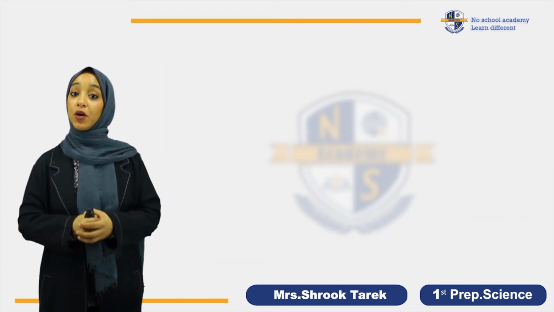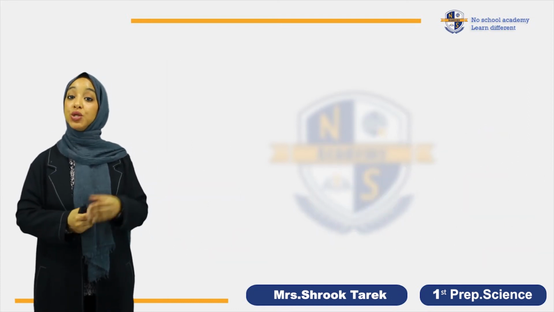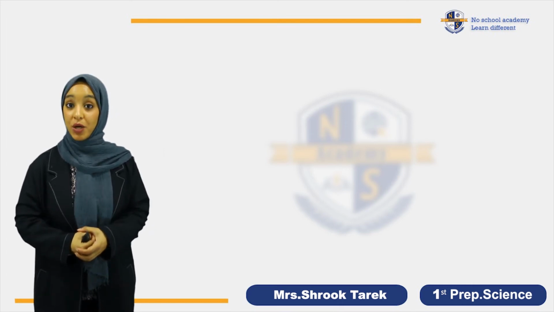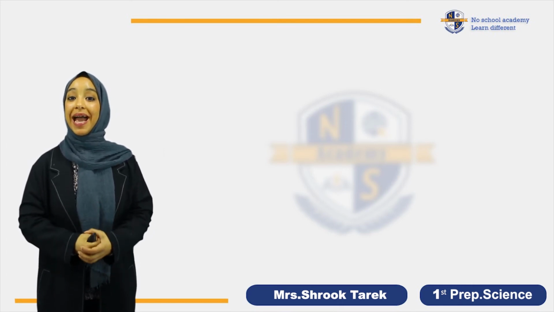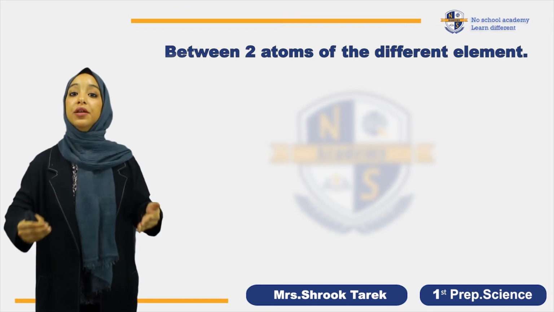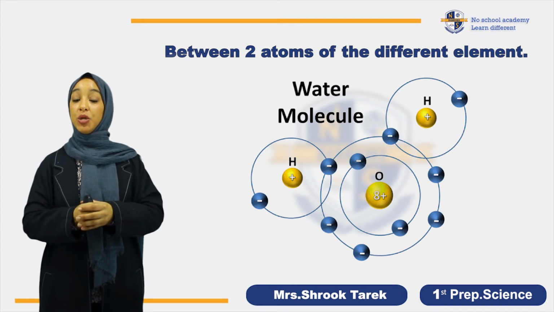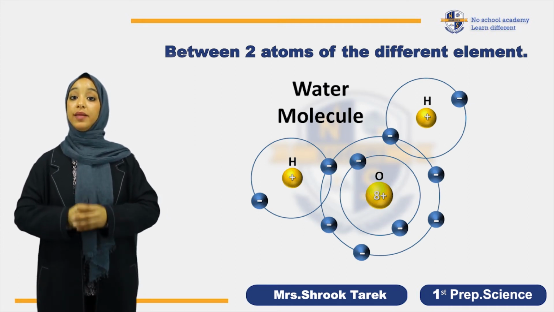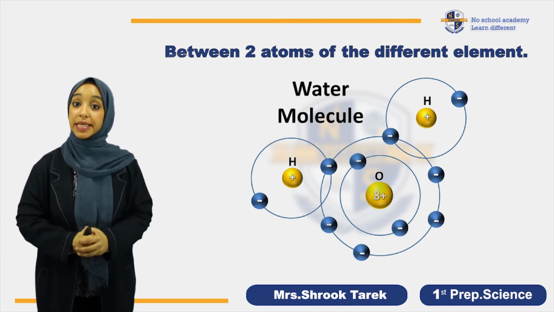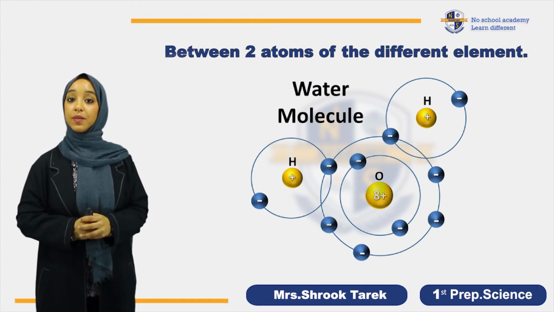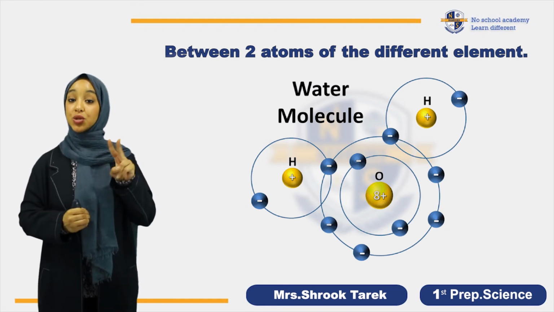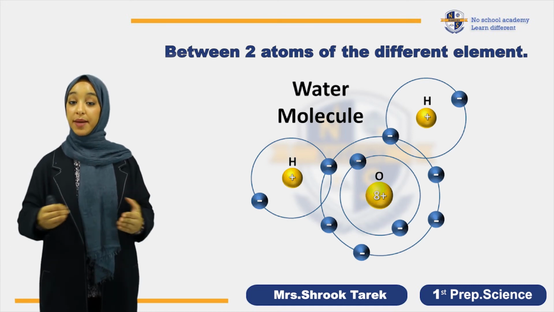طيب اتفقنا إن covalent bond can be formed between 2 similar atoms, like oxygen and hydrogen, and it can be formed between different atoms. زي إيه؟ زي ال H2O which is the water. عندي oxygen فيها 6 electrons in the outer energy level. It needs 2 electrons to be 8 to be stable.